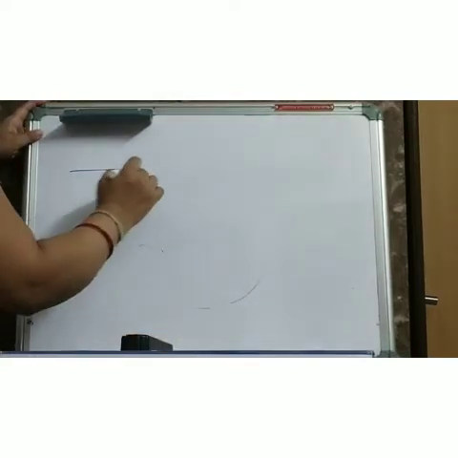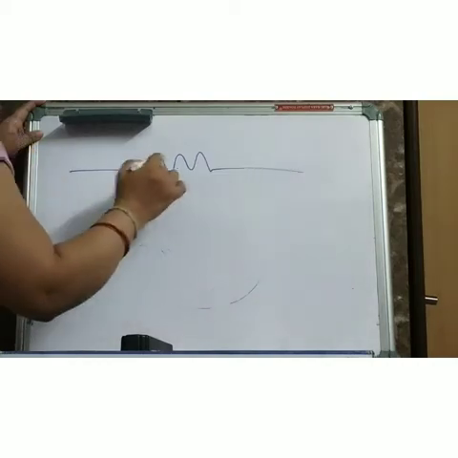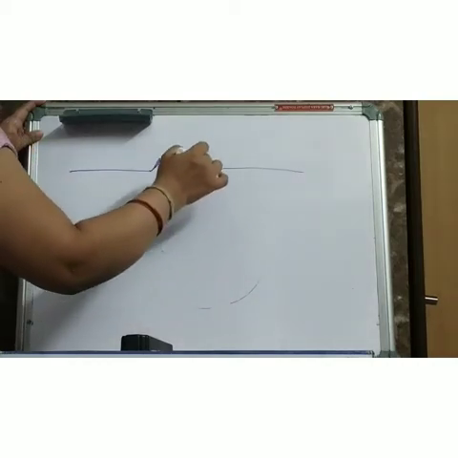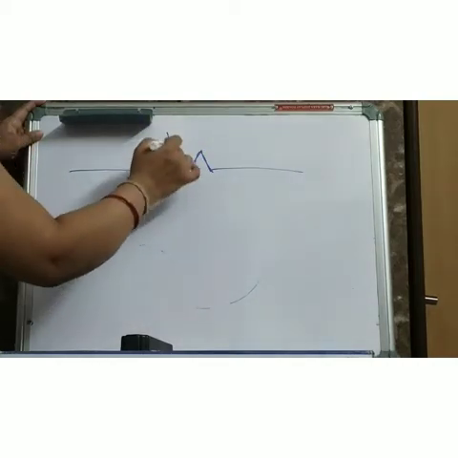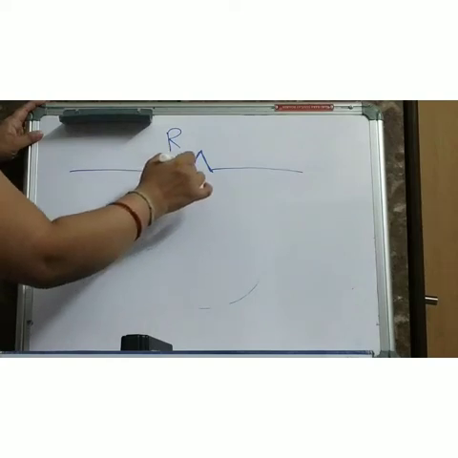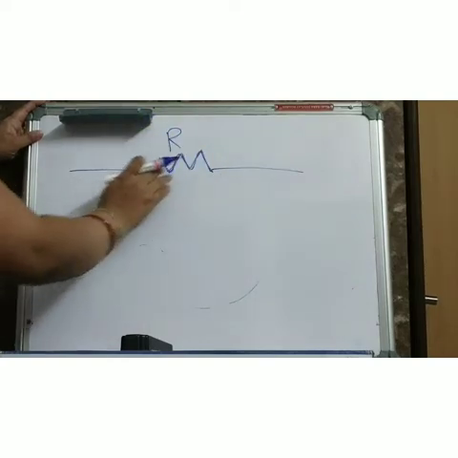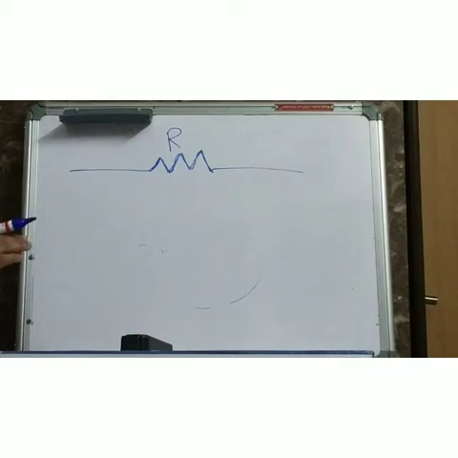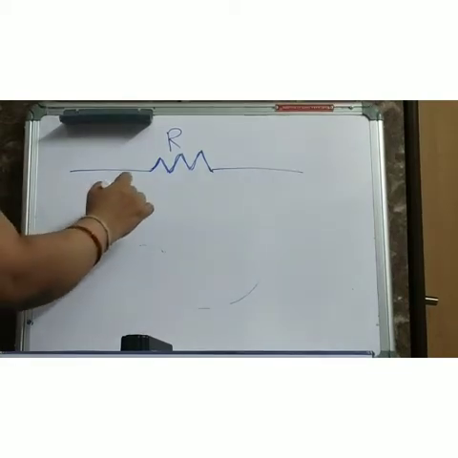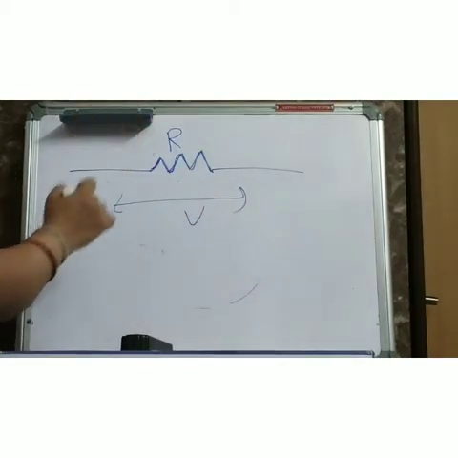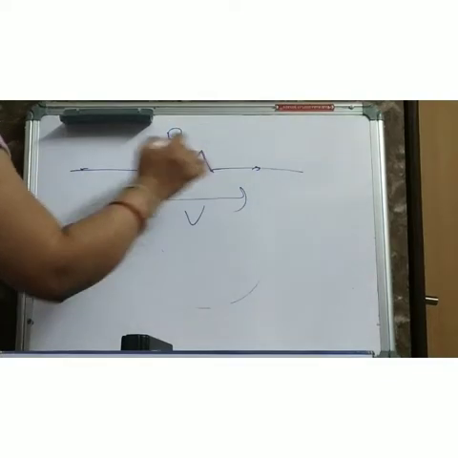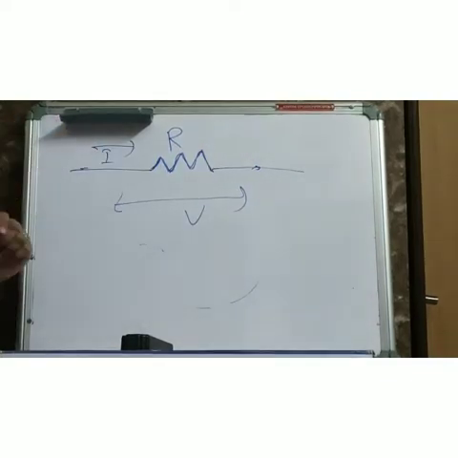This is the symbol of resistance R. See the obstruction. It symbolizes the obstruction. Current is not moving, electron is not moving smoothly. So across this, potential difference is there. From one terminal to another terminal, current will flow.